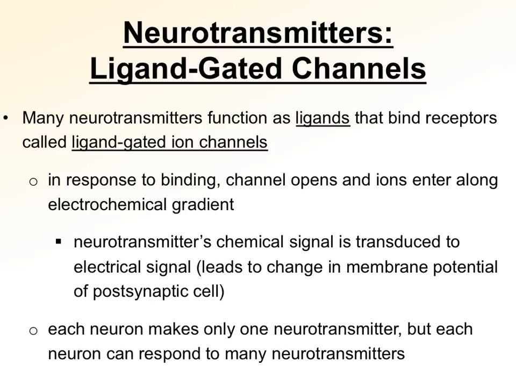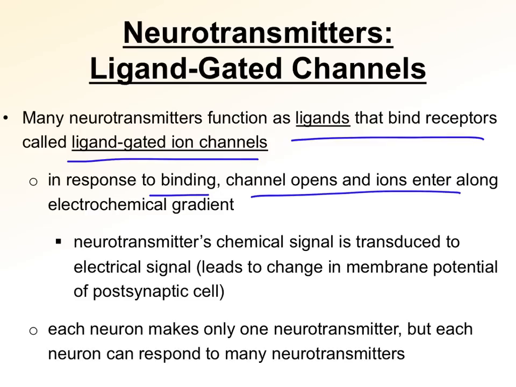Everything I said previously is now written here in words for you. Many neurotransmitters, not all, but many, are going to function as ligands that bind receptors. And these receptors are called ligand-gated ion channels. In response to the ligand binding, the channel will open and ions will enter along their gradient. So with all the different types of ions, some will move into the neuron when the channel opens, some will move out, depending on the neurotransmitter. Sodium happens to move in.